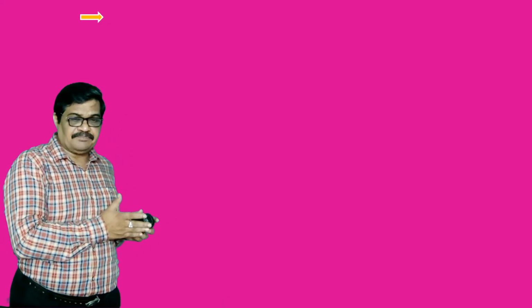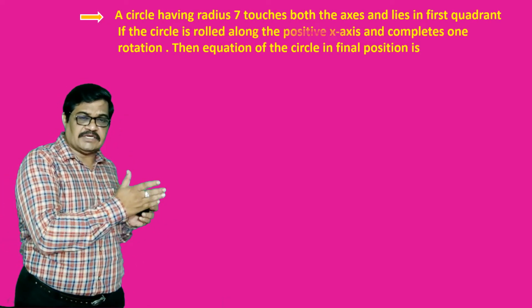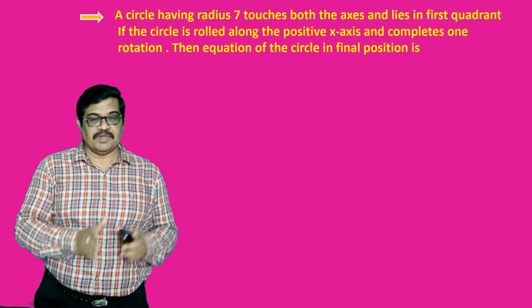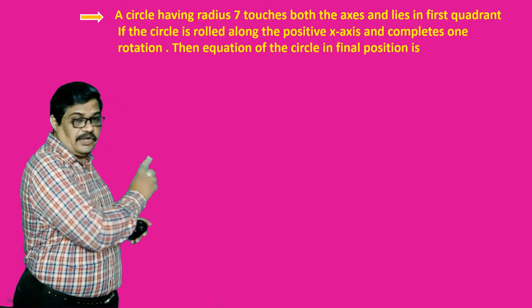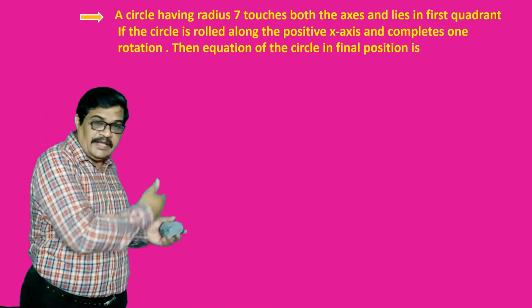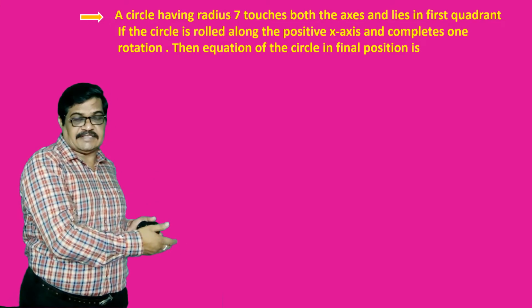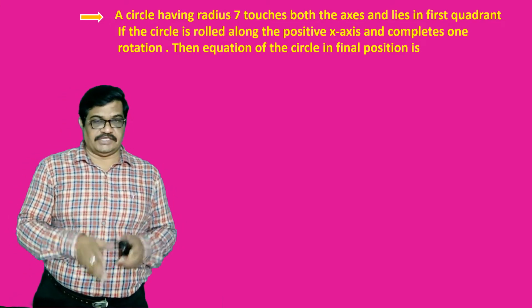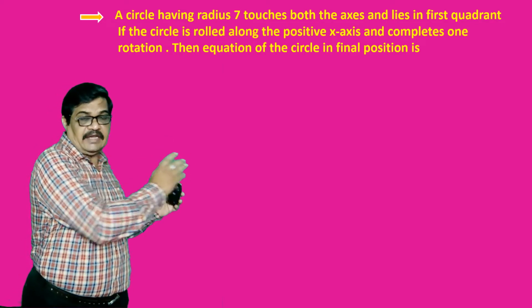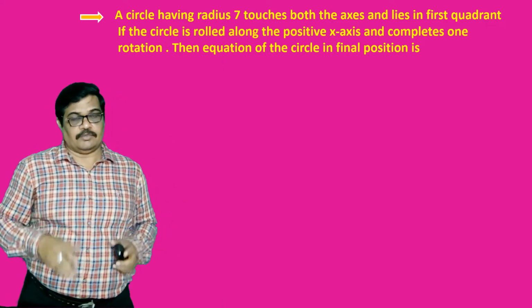A circle having radius 7 touches both the axes and lies in the first quadrant. If the circle is rolling along the positive x-axis and completes one rotation, then find the equation of the circle in the final position. This is our problem.